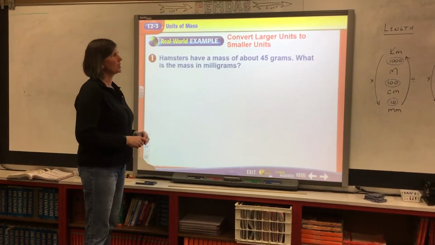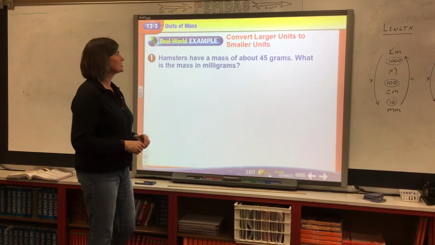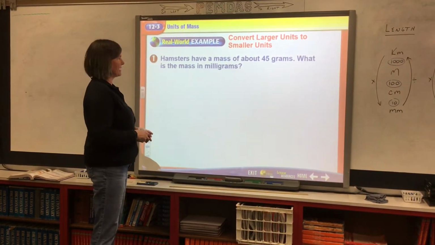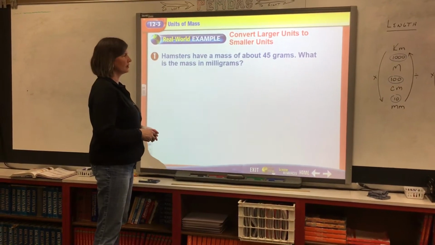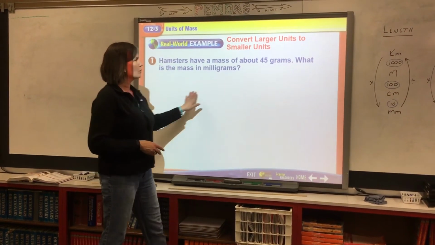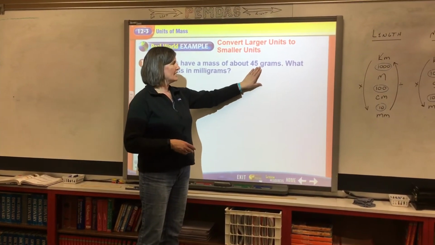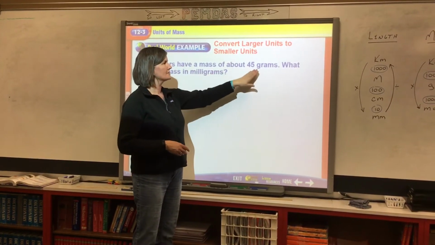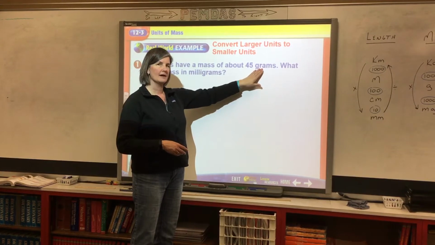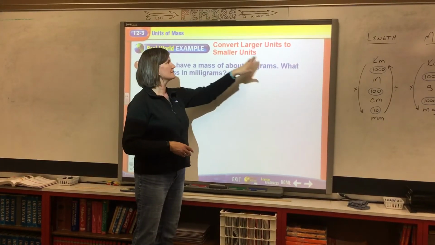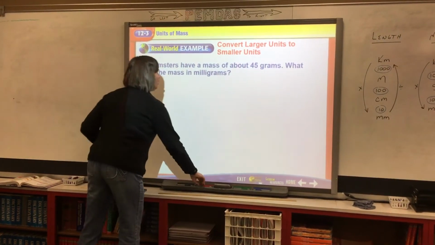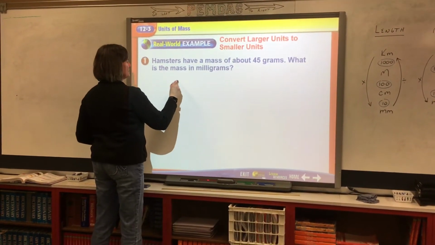To start with, we're going to talk about converting larger units to smaller units. Hamsters have a mass of about 45 grams. What is the mass in milligrams? We're trying to change 45 grams into milligrams, so we need to know how many milligrams are in 1 gram. How many? 1,000. All right, so this is some good mental math.